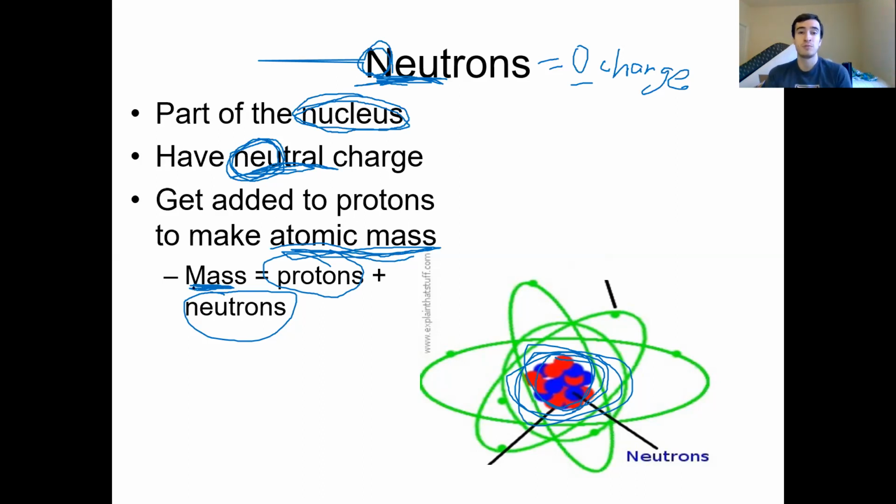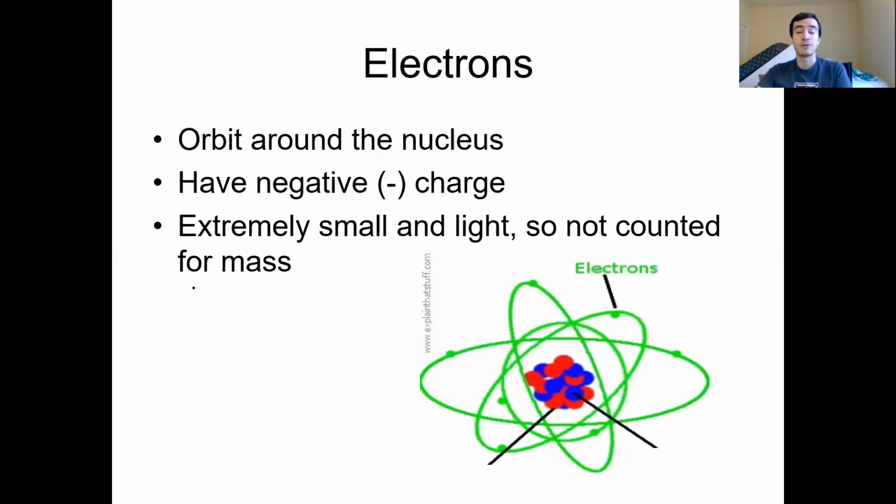So in the nucleus, we've got protons and we've got neutrons. The protons are positive charges and the neutrons are neutral charges. They don't have a charge, they're zero charge on those guys. Add them together, we get the mass of the atom. So finally, our third particle is our electrons. These guys are not in the nucleus.